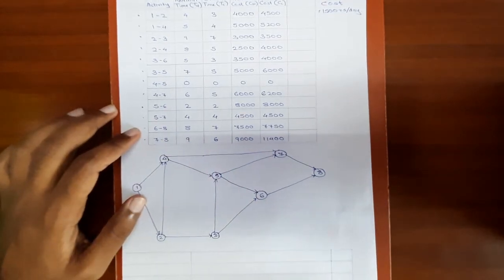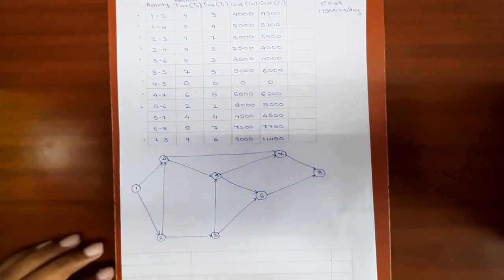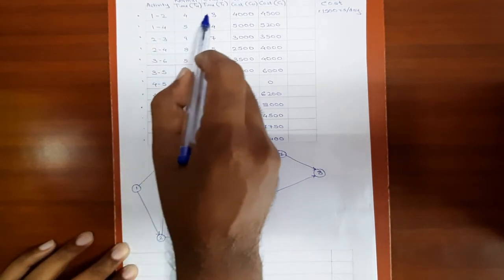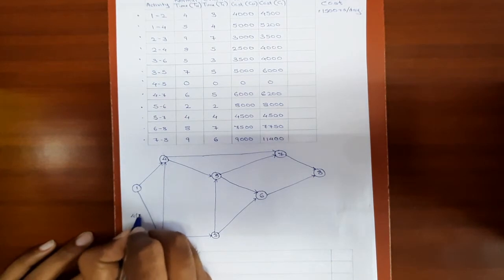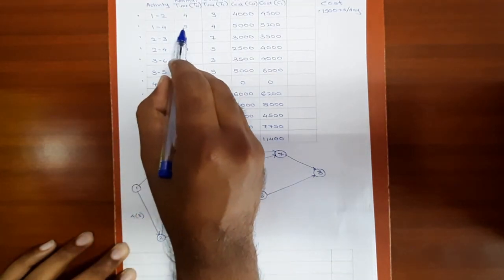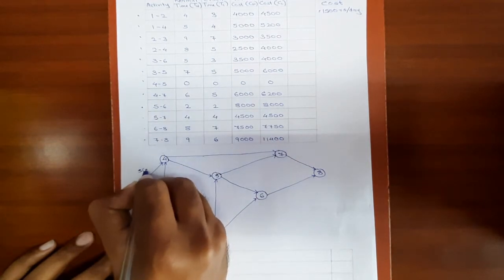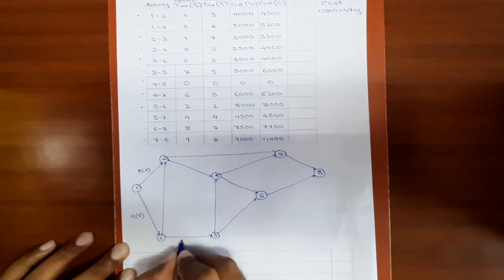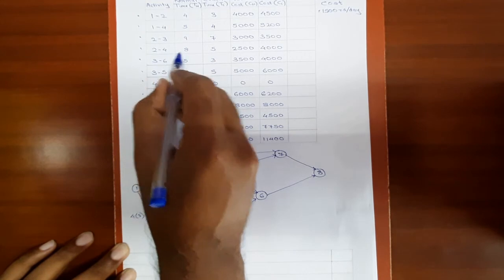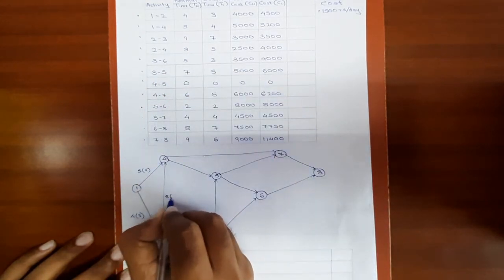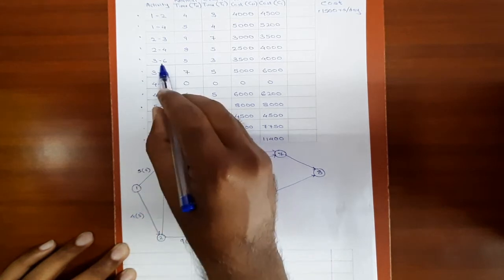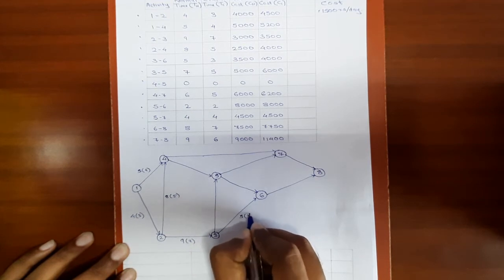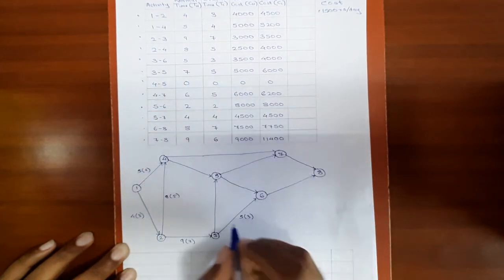Now we'll list out the normal duration and crash duration of each activity below the arrows. For activity 1-2, normal duration is 4, crash duration is 3. For 1-4 it is 5 and 4. For 2-3 it is 9 and 7. For 2-4 it is 8, 5. For 3-6 it is 5, 3.